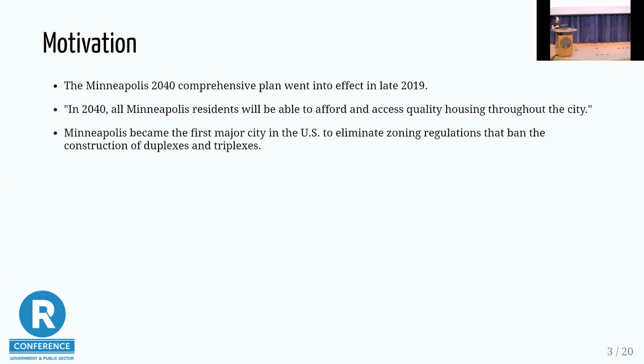The goal of the plan was that by 2040, quality housing throughout the city of Minneapolis was affordable and accessible to all Minneapolis residents, regardless of their race, income, or anything else. And with the adoption of this plan, Minneapolis became the first major U.S. city to eliminate zoning regulations that ban duplexes and triplexes in what used to be single-family detached homes only zoning.